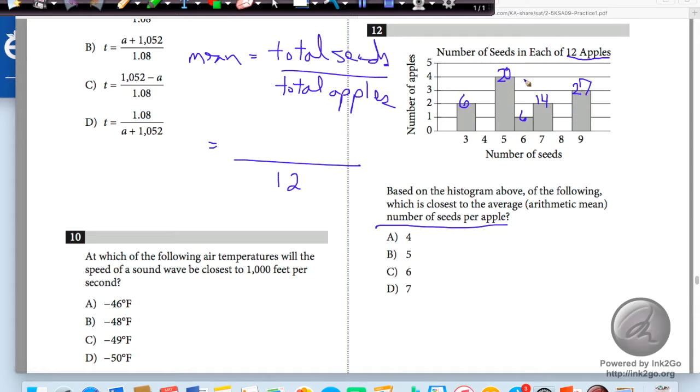If I were to add all of these together, I would then get my total amount of seeds. So if I did 6 plus 20 plus 6 plus 14 plus 27, I would end up getting, I want to say it's 73. Yes, 6 plus 20 plus 6 plus 14 plus 27 is 73. If I divide 73 by 12, I'm going to look for something closest to that. Plugging it into my calculator, I end up getting 6.08. And therefore C is going to be my best possible answer choice.